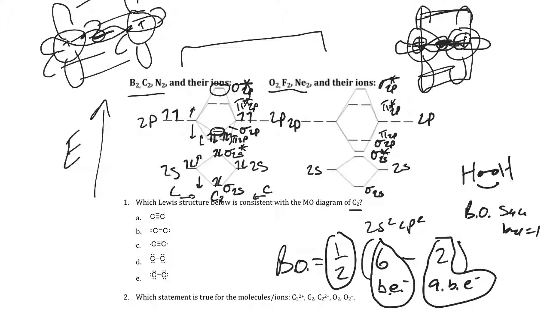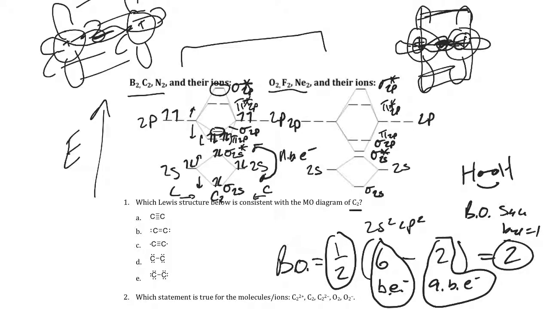So the bond order of a double bond should equal 2. And so our bond order for C2 is equal to 2. So we have a double bond between the carbon atoms. And then the anti-bonding electrons cancel out a bond. So these two electrons here are sort of what you might consider to be non-bonding electrons.